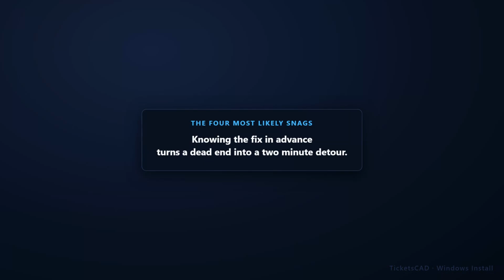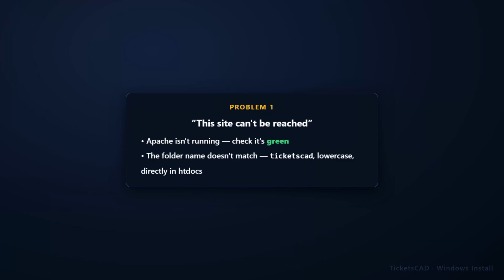Before we go further, let us cover the 4 things most likely to go wrong, because knowing the fix in advance turns a dead end into a 2-minute detour. Problem 1. You go to localhost/TicketsCAD and the browser says the site cannot be reached, or shows a not found error. That is almost always one of 2 things.